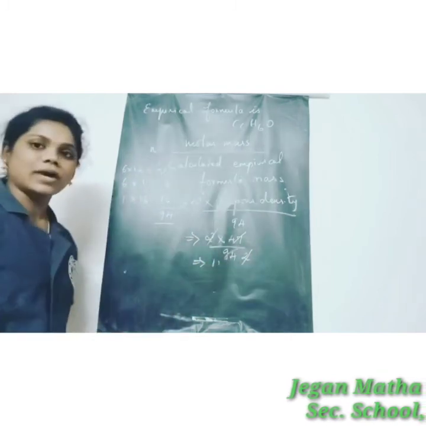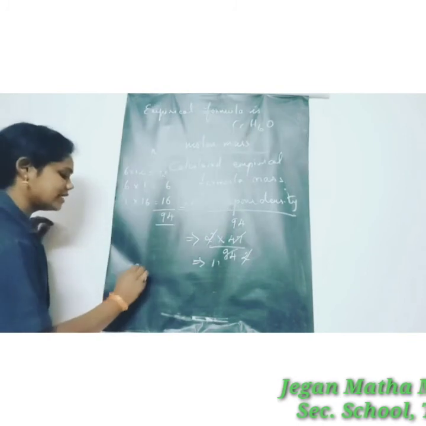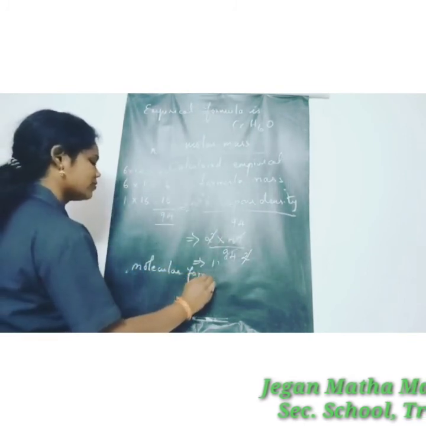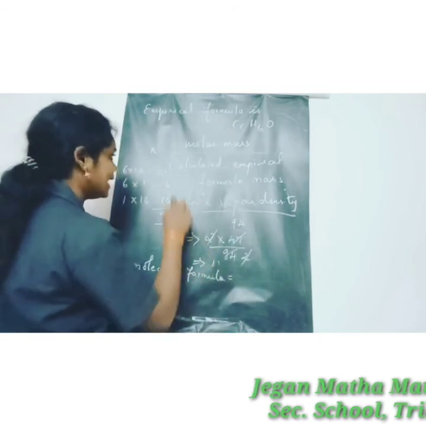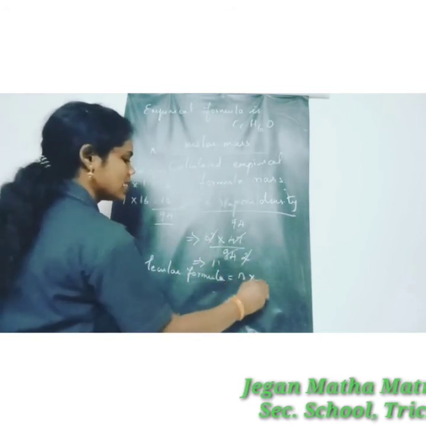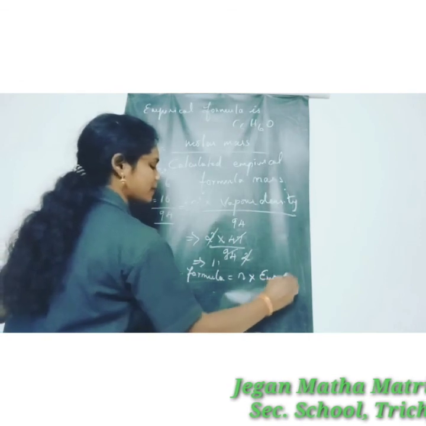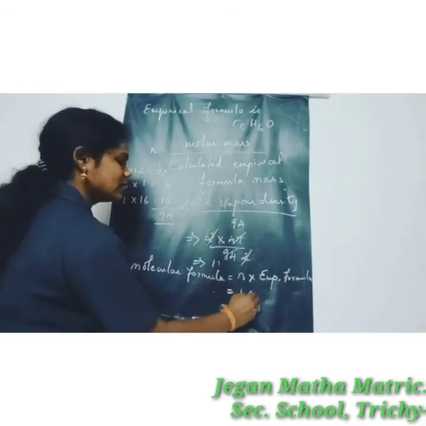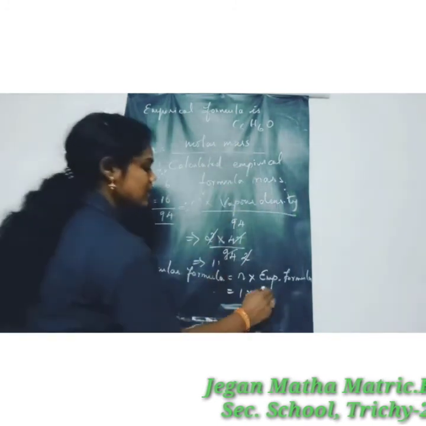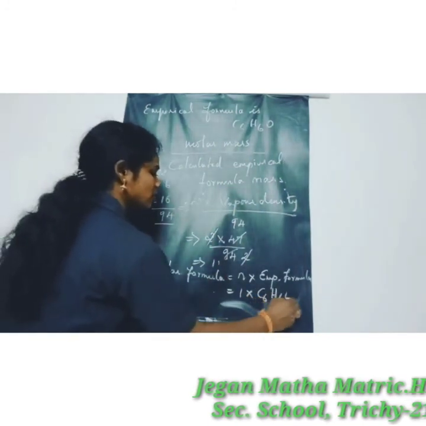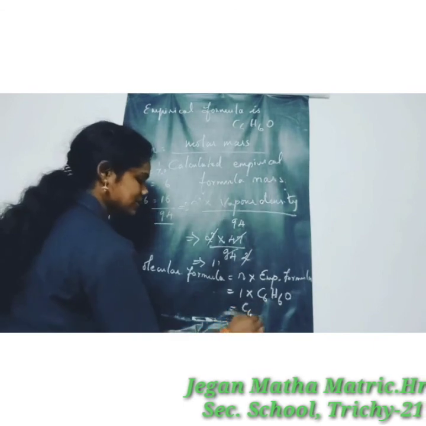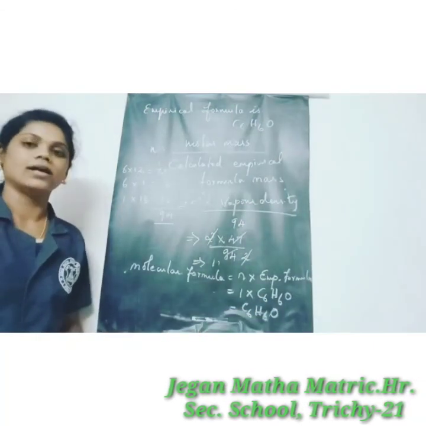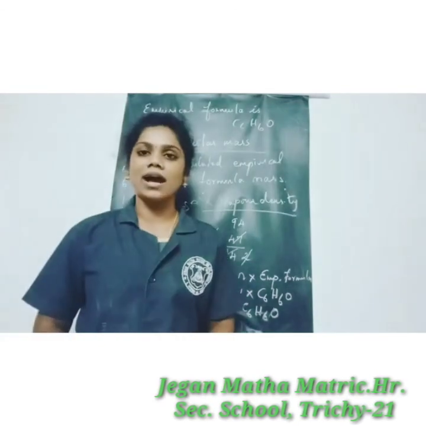And then the molecular formula. So molecular formula is equal to n into empirical formula. What is n? That is 1 into empirical formula, that is C6H6O. Multiply this one, C6H6O only. So this is the molecular formula. So that's all for empirical formula and molecular formula.